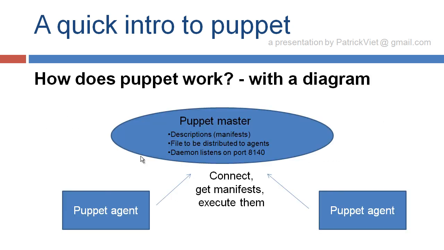How does Puppet work? Now with a diagram. Here you can see the Puppet master that contains some description files called manifests, some files to be distributed to agents, and running a daemon that listens on port 8140. Puppet agents connect, get some manifests, and execute them about every half hour.